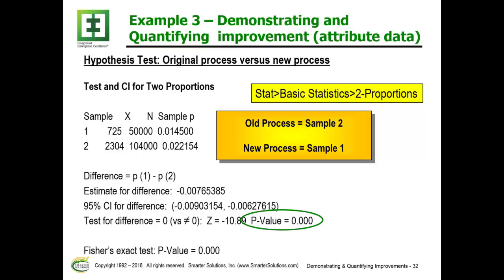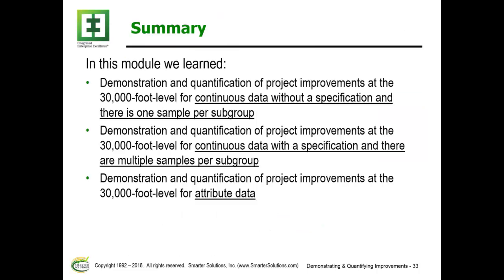So in this particular case, we believe we improved by 0.007, and we got a 95% confidence interval on what we believe the population would be experiencing. So in this session, we talked about demonstration, quantification, and improvement for continuous data without a specification, continuous data with a specification where there are multiple samples per subgroup, and also how you could do the same sort of analysis with attribute data.